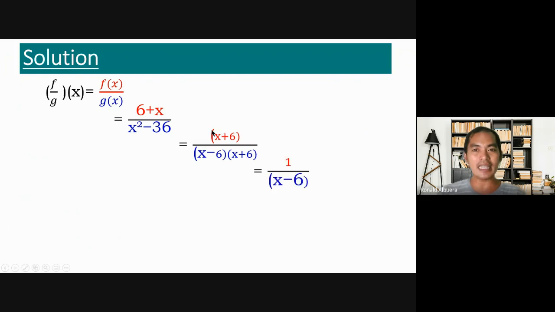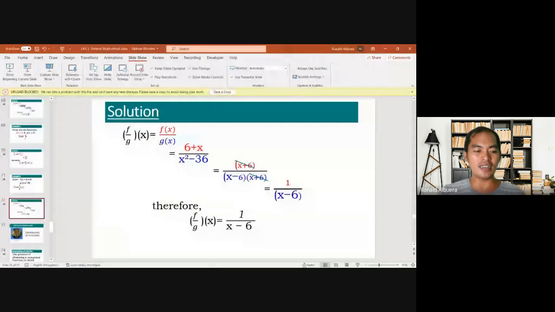Then we can cancel x plus 6. X plus 6. So, walang natira sa taas. So, lagyan natin ng 1. At ang nasa baba ay x minus 6. And that's the answer, f over g. Okay.